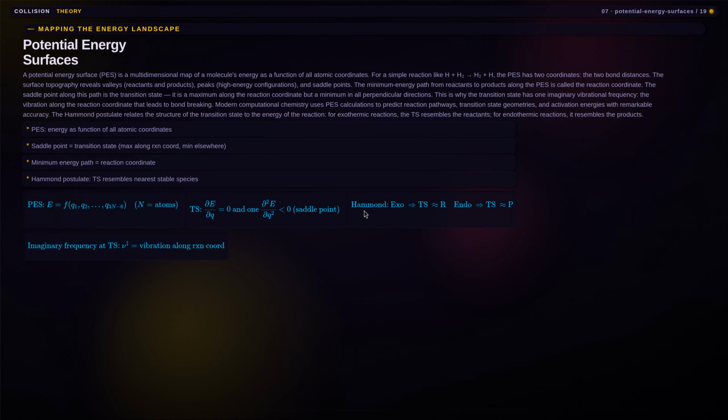It is a maximum along the reaction coordinate, but a minimum in all perpendicular directions. This is why the transition state has one imaginary vibrational frequency, the vibration along the reaction coordinate that leads to bond breaking. Modern computational chemistry uses potential energy surface calculations to predict reaction pathways and transition state geometries. The Hammond postulate relates the structure of the transition state to the energy of the reaction. For exothermic reactions, the transition state resembles the reactants, while for endothermic reactions, it resembles the products.